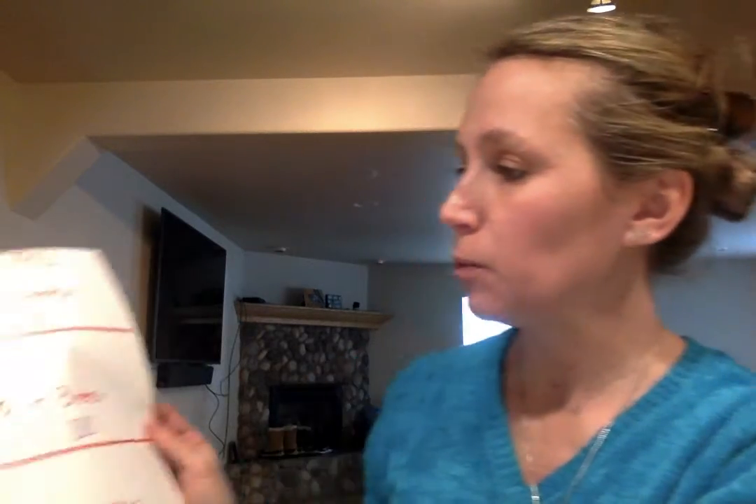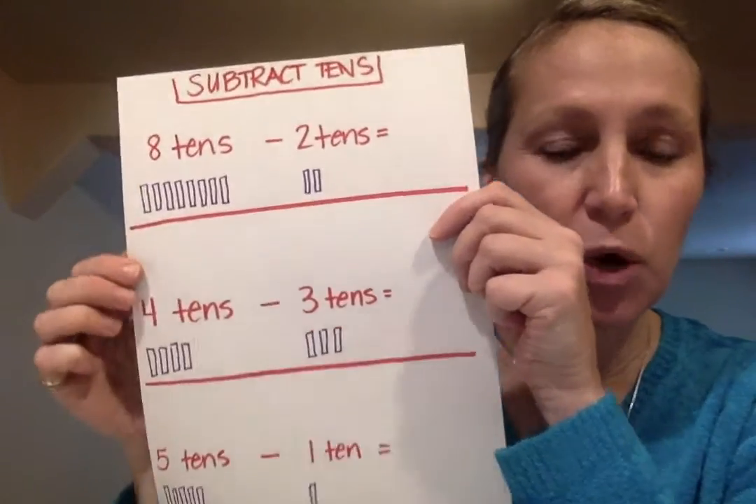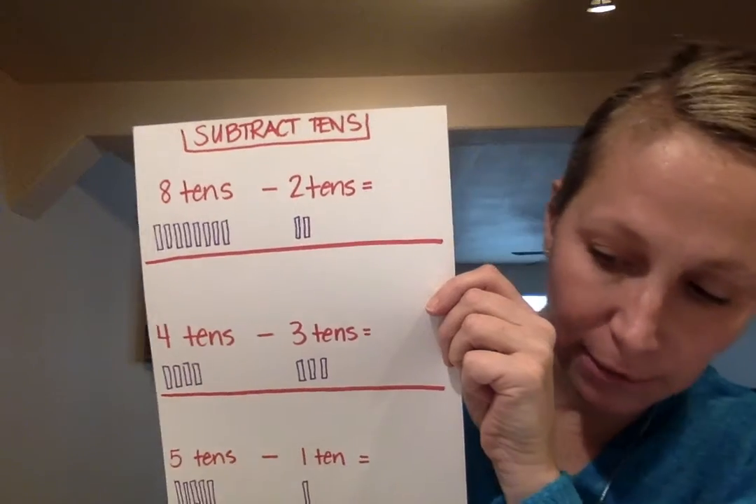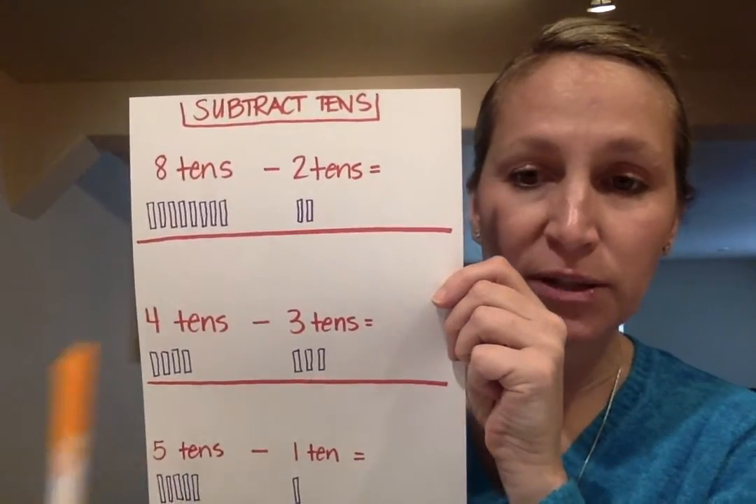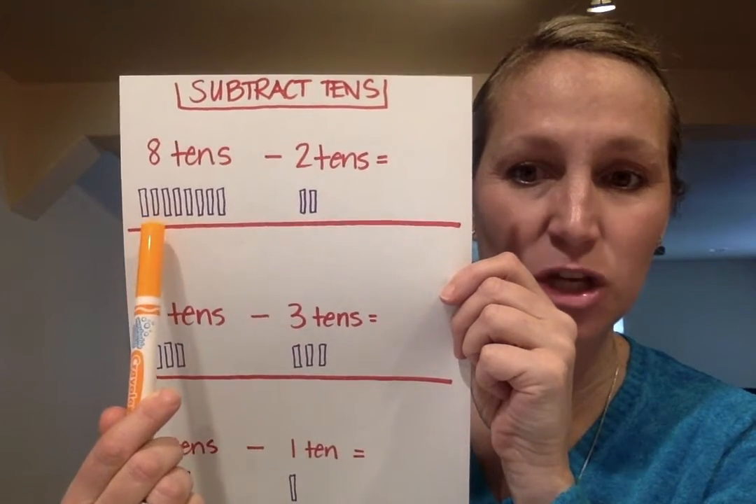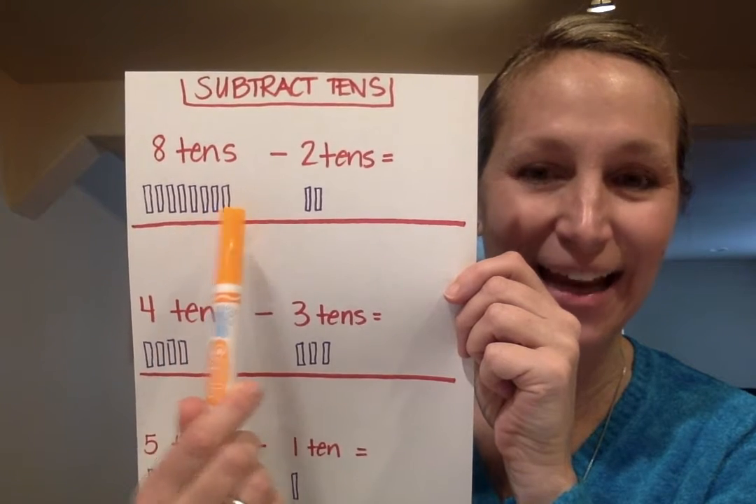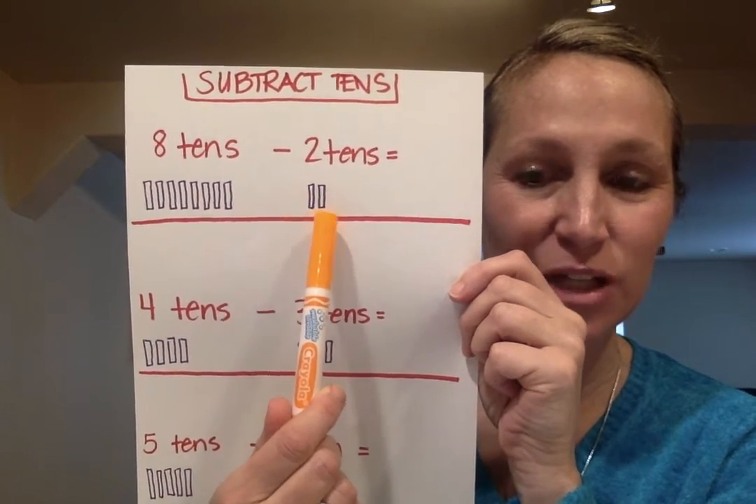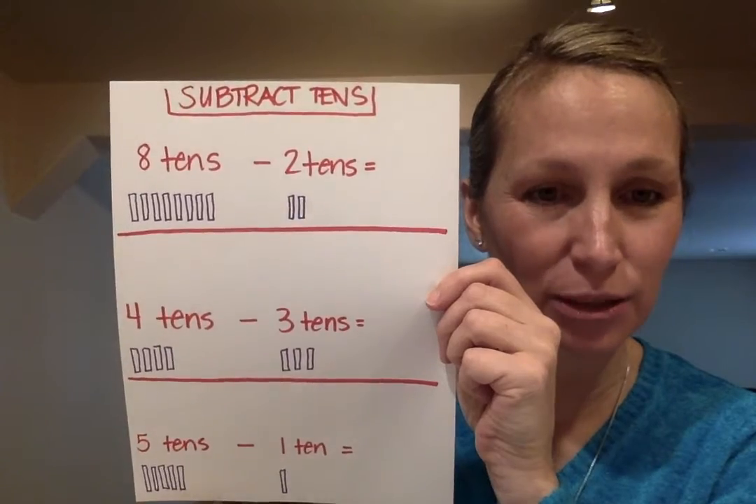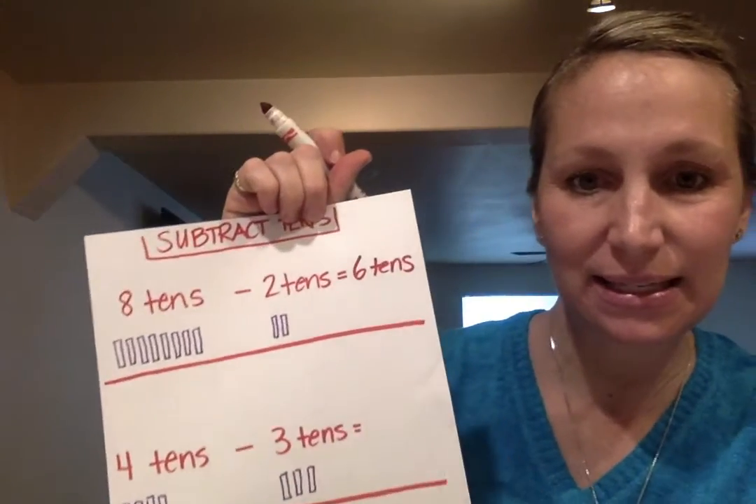On this lesson, the first thing we're going to talk about is subtracting tens. When you see your pages today, you're going to see some words and numbers that look like this. I'm going to grab a marker here. This says 8 tens subtract 2 tens. So we need to think of this as 10, 20, 30, 40, 50, 60, 70, 80, and we need to think of this as 10, 20. So what's 8 subtract 2? Good. 8 subtract 2 is 6. So our answer there would be 6 tens.